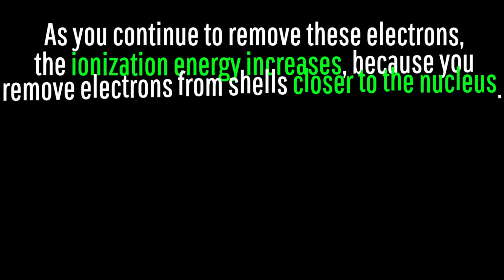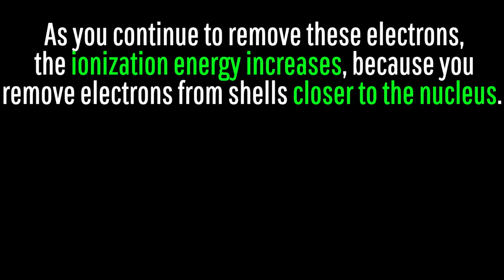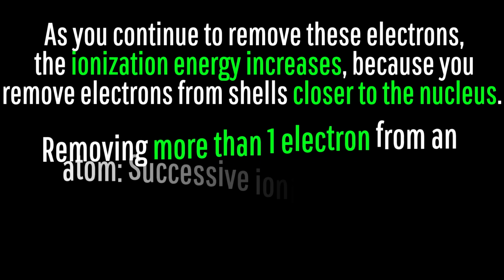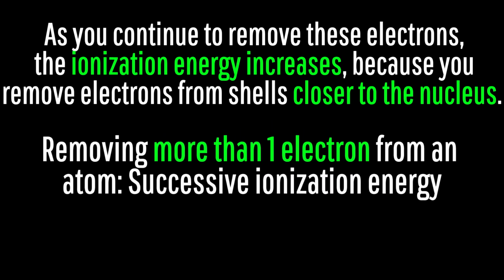So as you continue to remove these electrons, the ionization energy increases, because you remove electrons from shells that are closer to the nucleus. This concept of removing more than one electron from an atom is called successive ionization energy. Ionization energy increases a little bit when you're removing different electrons from the same energy level. However, ionization energy increases drastically when you start removing electrons from another energy level that's closer to the nucleus.